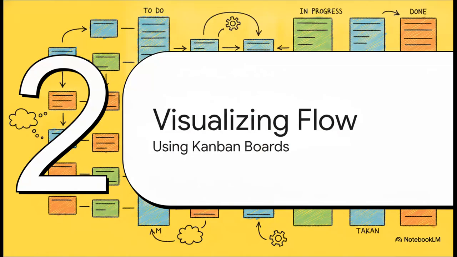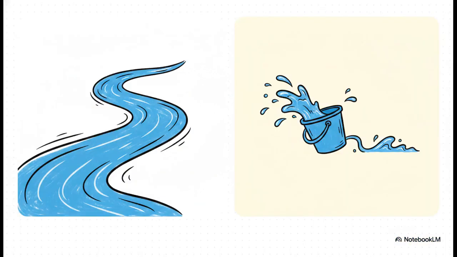Moving right along to Section 2, visualizing flow with Kanban boards. Okay, let's unpack this distinction because it is a very common area of confusion. Kanban boards track your overall requirements and the general flow of value, and they do this completely independent of any sprint cadence. Task boards, on the flip side, are strictly sprint scoped. They are just there to track the specific, actionable tasks defined for a set iteration capacity.